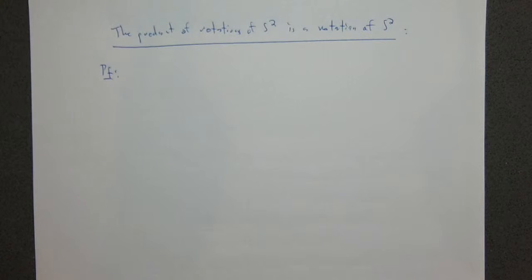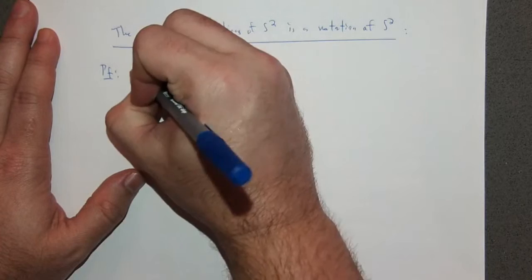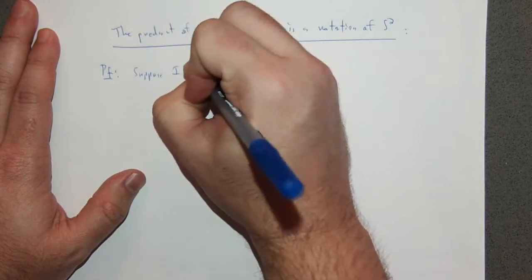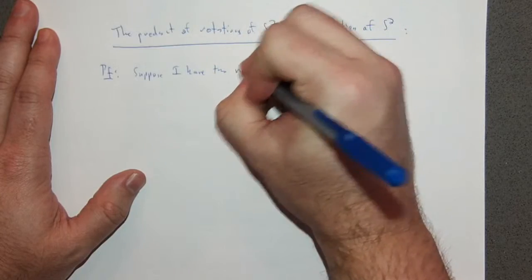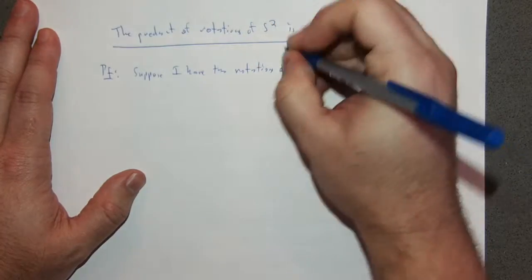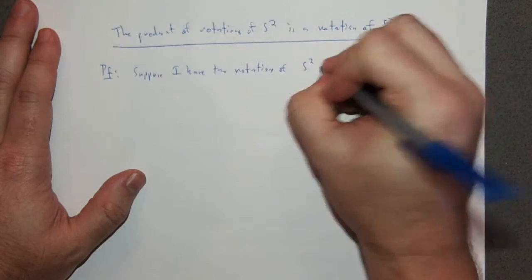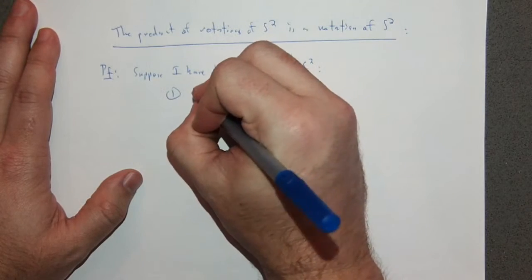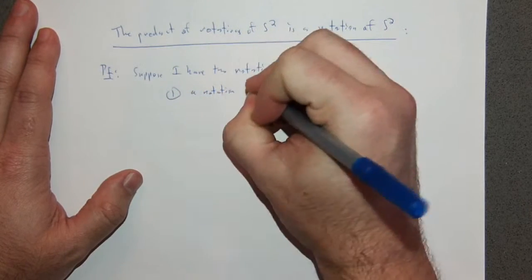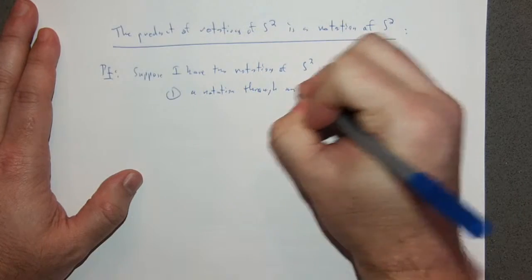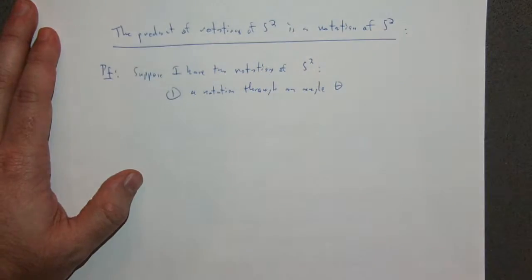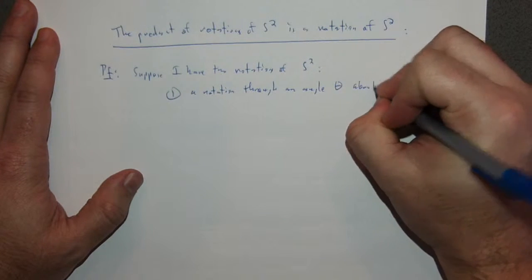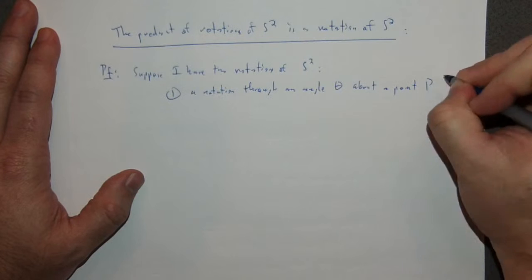So the picture can be a little tricky. I'm going to write some of the terms and then I'll show you the picture so that you can actually see what's going on here. So suppose I have two rotations of S2. My first one is a rotation through an angle theta about a point P on S2.